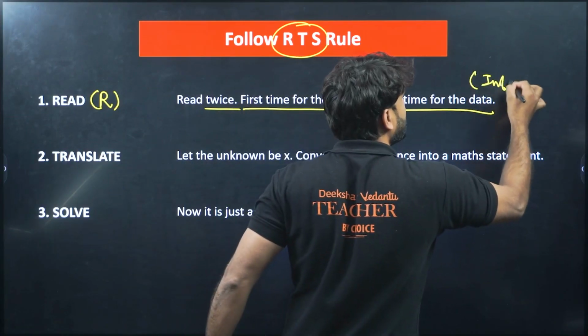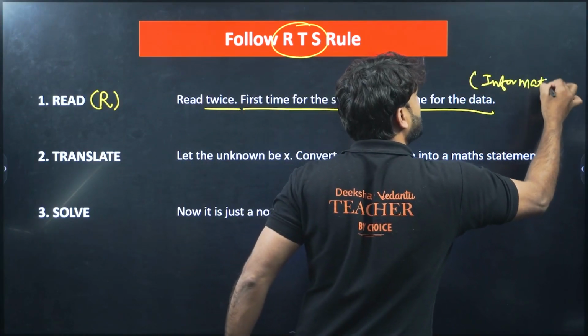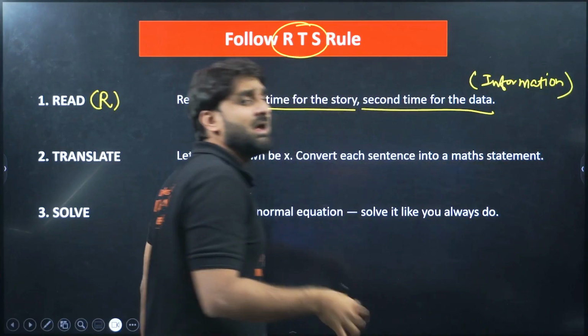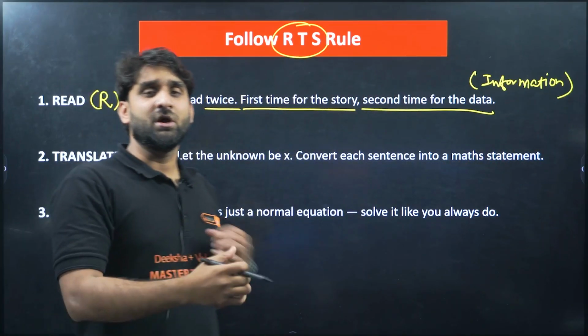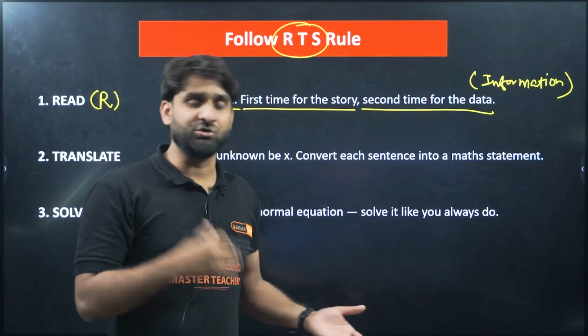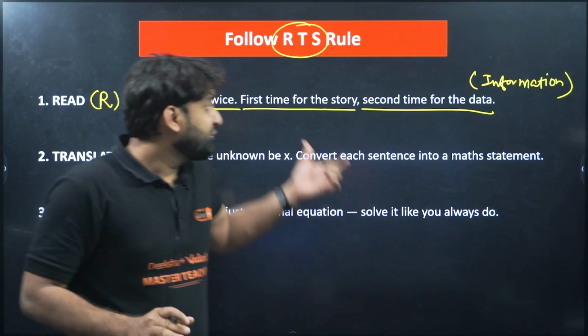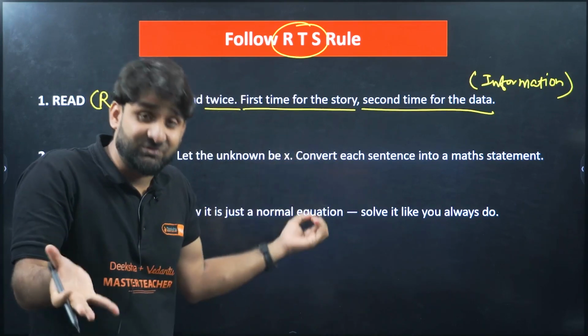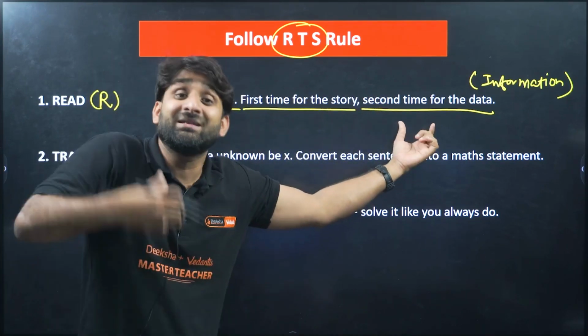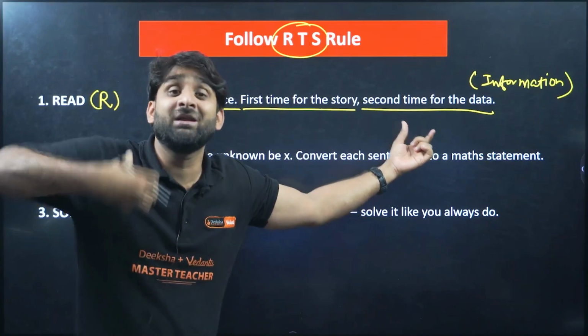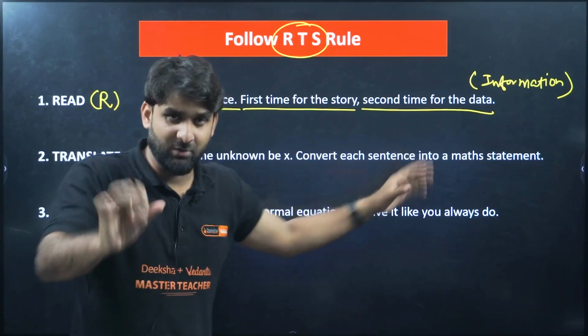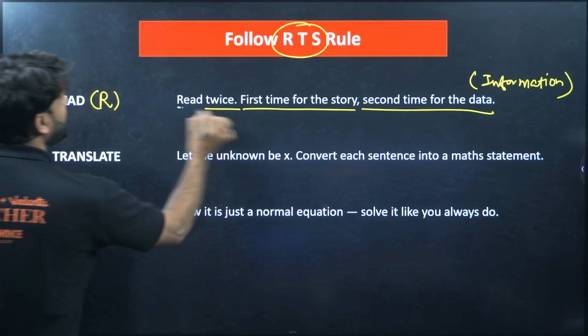Data means information. What we have to assume as x, what we need to find, how we can make the equation, which methodology will be followed, whether substitution or elimination. You have to decide. So the first reading is normal, as a story. The second reading is for extraction of data, to form the equation. Getting my point? Reading should be twice.